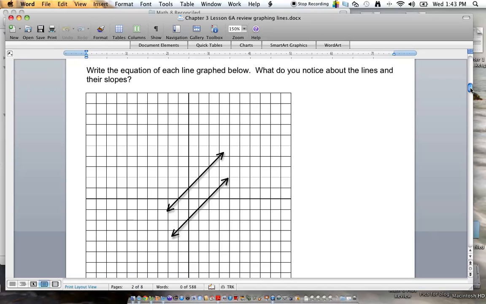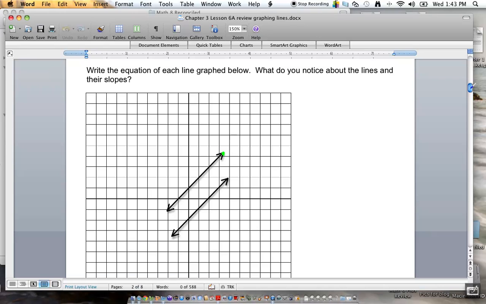This one says to write the equation of each of the lines graphed below. So let's do it. Write the equation of both of those lines on your paper. Go right ahead. Find the y-intercept, find the slope, and put it in y equals mx plus b form. Anthony, head in the game. Let's go. Pay attention.